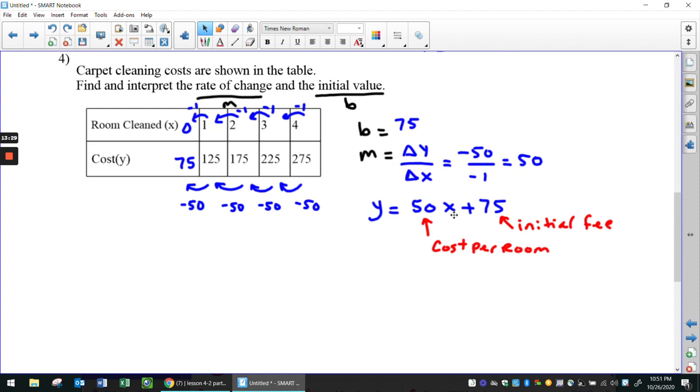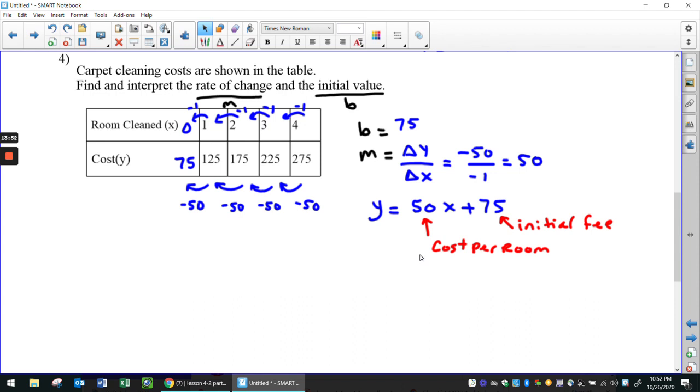So if they don't clean anything, they'll just charge you $75 and not clean any rooms. If they clean 2 rooms, it'll be 2 times 50 plus 75, and so on. As you can see, that is also shown in the table. We'll go back to this later on.